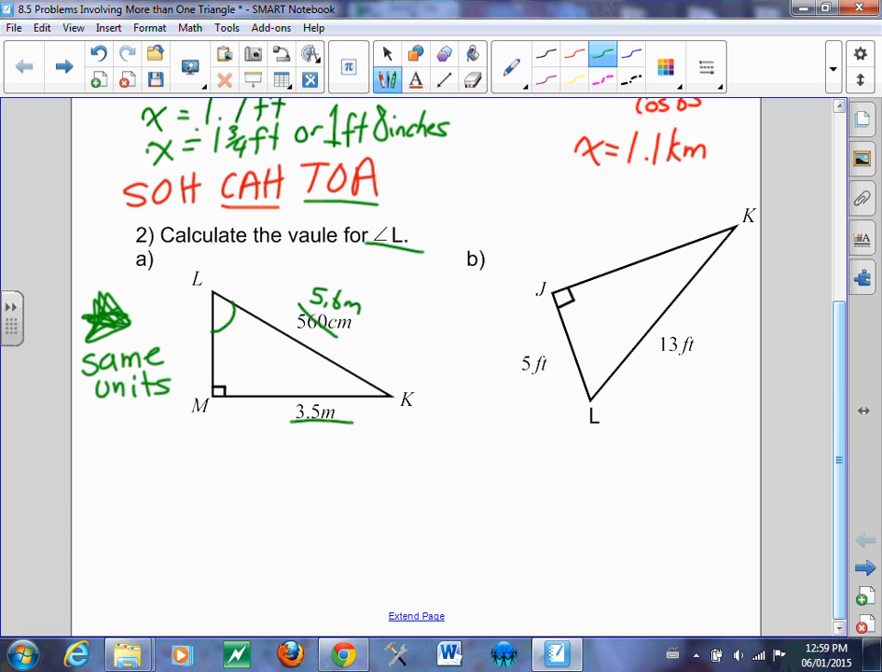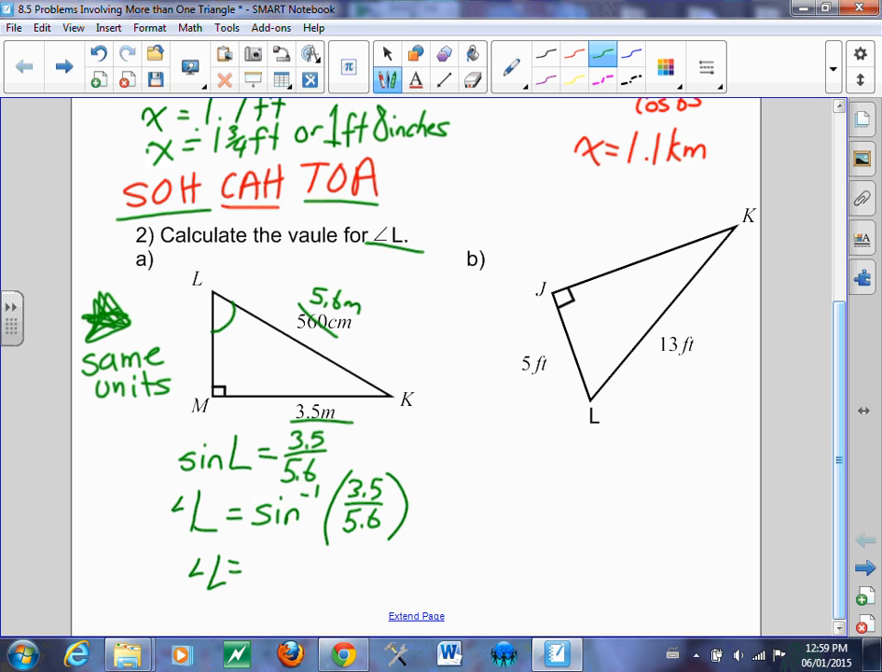So opposite and hypotenuse, ladies and gentlemen, is going to be the sine ratio. So you're going to go sine of angle L equals, go in order, the opposite side, which is 3.5, over the hypotenuse, which is 5.6, same units, okay? Angle L equals the sine inverse of this fraction. Okay, so angle L equals 39 degrees. All right, let's try the next one.